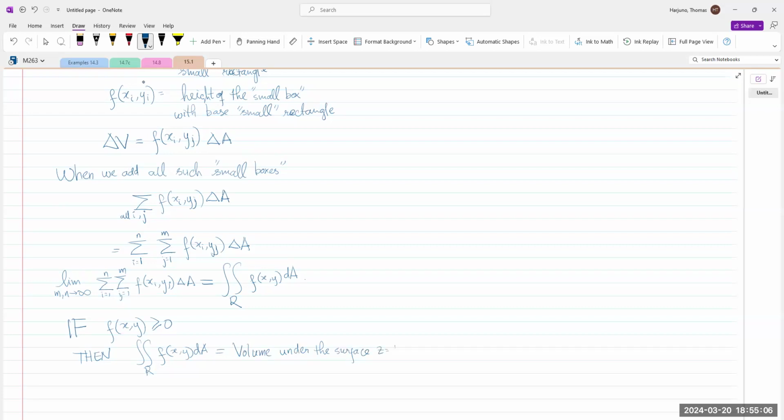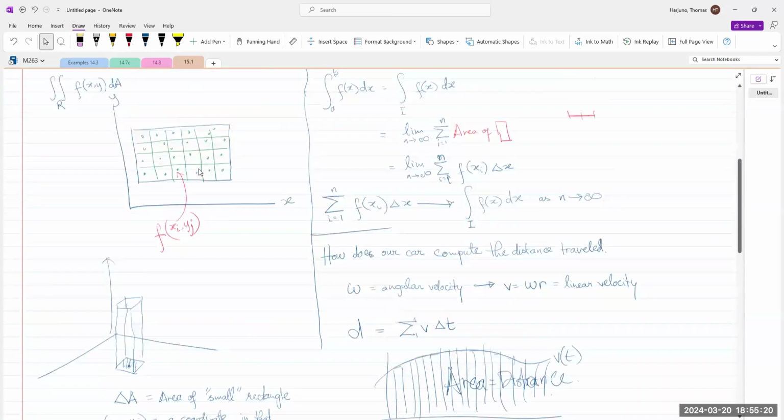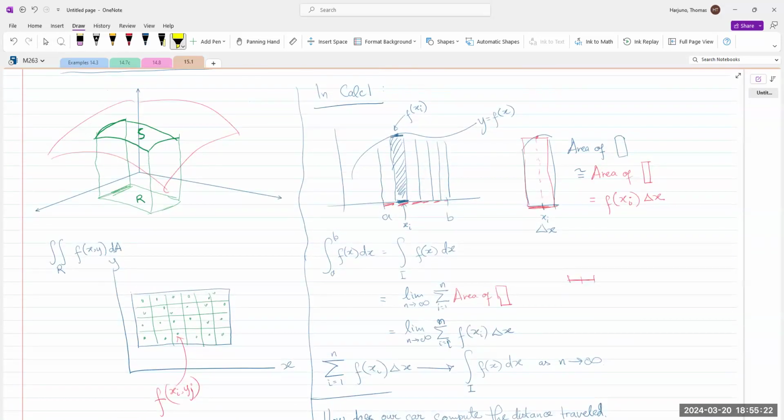Z equals f(x,y) over domain R. Basically, if we look back, it gives us the volume. You see the surface here happens to be above the xy plane, right? So that integral will tell us the volume of this solid here, the volume of this solid.